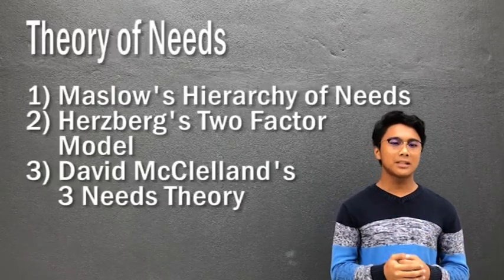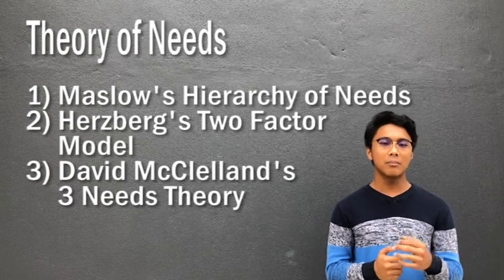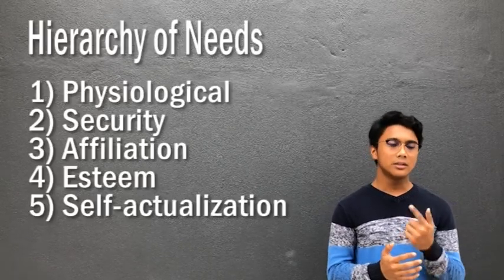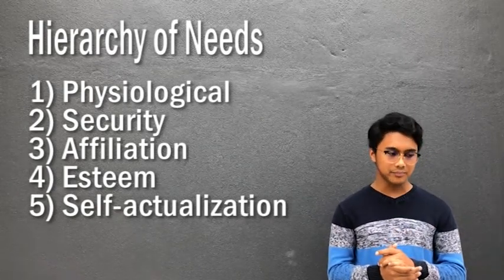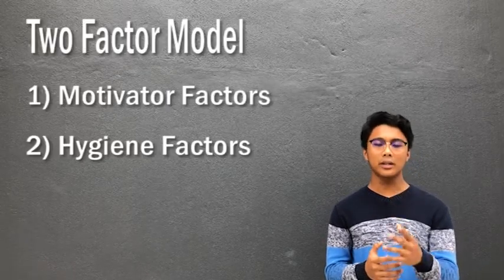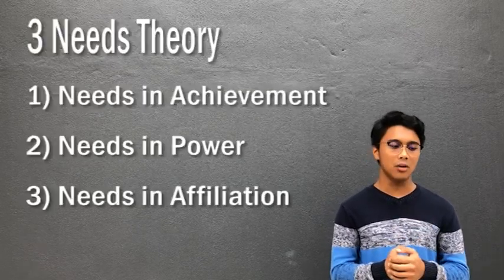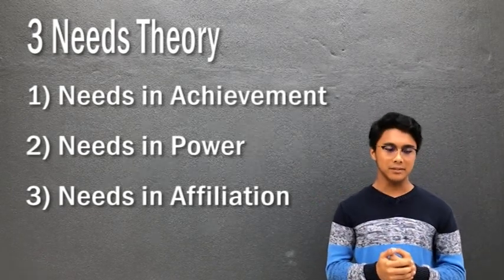The theories for these needs are three: Maslow's hierarchy of needs, Herzberg's two-factor model, and David McClelland's three needs theory. Maslow's hierarchy of needs consists of physiological, security, affiliation, esteem, and self-actualization. Herzberg's two-factor model consists of motivator factors and hygiene factors. Lastly, the three needs theory consists of the need for achievement, need for power, and need for affiliation.